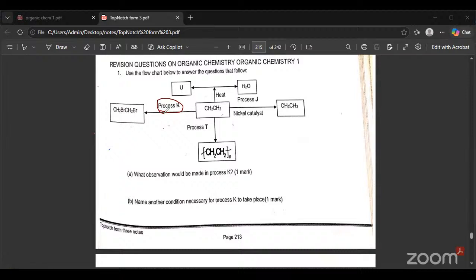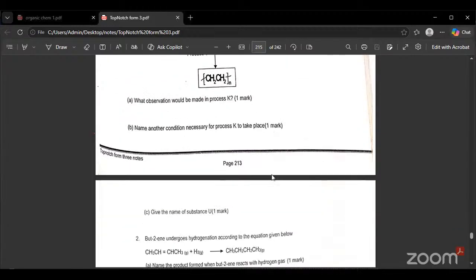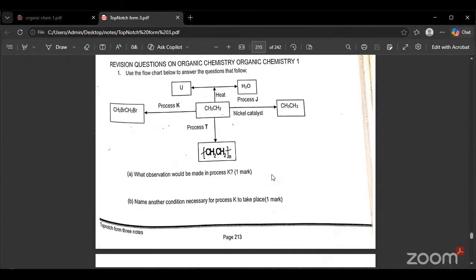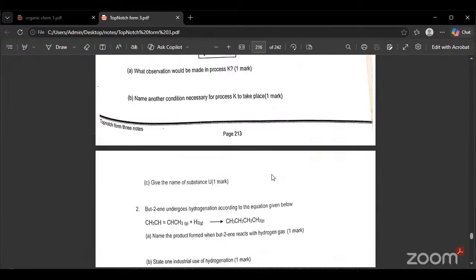Name another condition necessary for the process K to take place. We have already mentioned that. Tulisema ni UV lights, sunlight. Yes, sunlight, UV light, any of those. Let us just answer all the questions of that one. Give the name of substance U. That is now the problem of revising. Substance U tulikuwa tumesema ni nini? Carbon dioxide. So that is now how you do this kind of question.